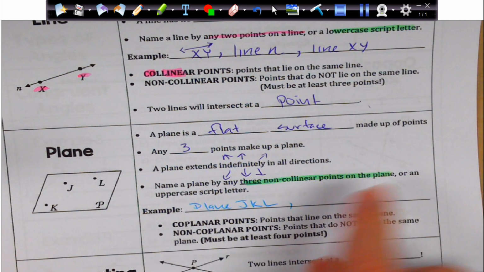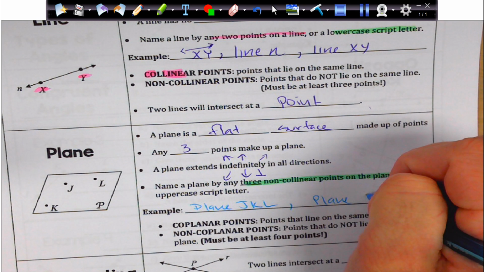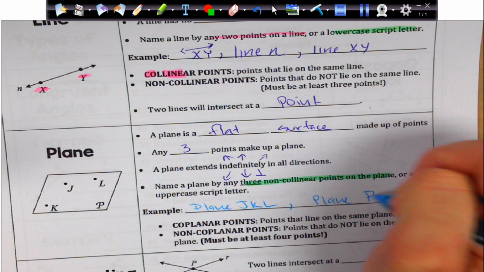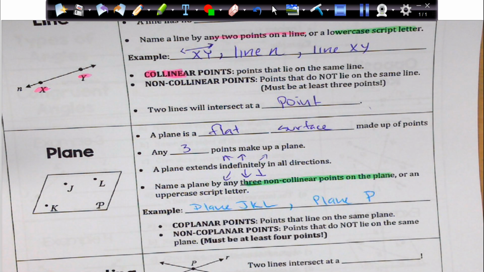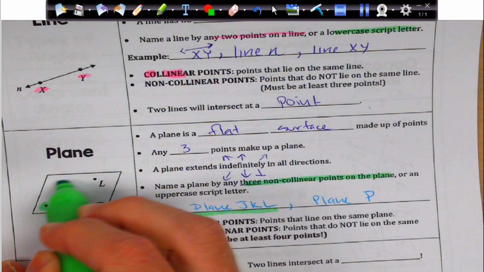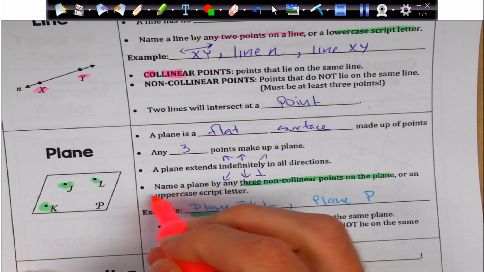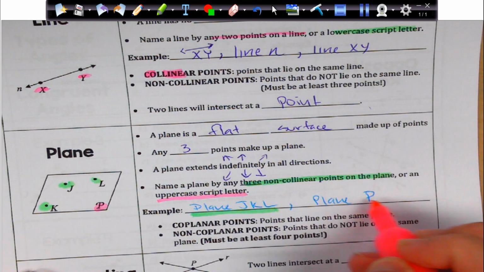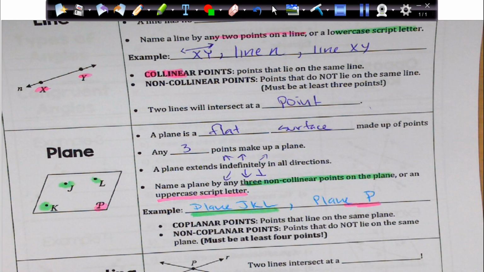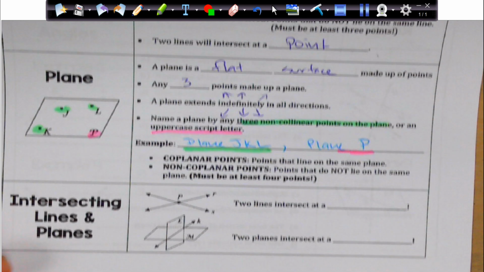Or we can name it by the uppercase script, which is plane P. And notice P is not actually a point, it's just the script. So those are the 2 different ways that we can name it. Again, using 3 non-collinear points like this, those are not on a straight line. Or we can use the script letter that we see right there. But we do have to use the word plane in front of it so we know what we're talking about. Sorry if that was crooked.